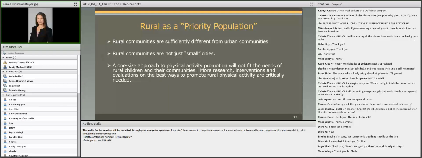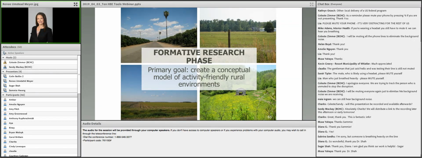And really, rural as a priority population, when you look at the literature and when you talk to people from rural communities, is that rural communities are really different from urban communities. There are some similarities, and depending on which specific rural town or small area you're talking about, they might be more similar. And rural communities just aren't just a small city. And so taking a one-size-fits-all approach to physical activity promotion doesn't necessarily meet the needs of rural children and their families in these communities. So really thinking about how can we work to be more specific and tailor to working with our communities that are located in rural areas.